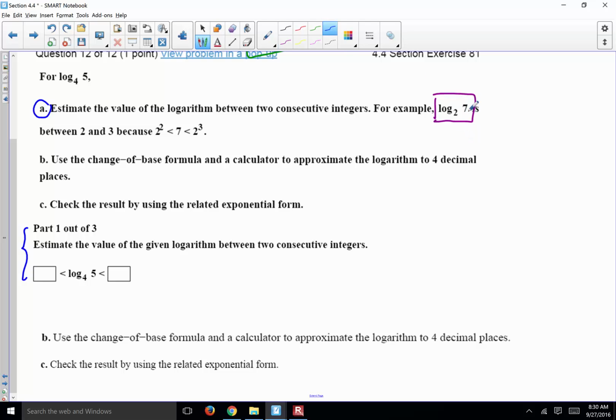This is what they do. You first estimate 7, this number, and try to find two powers of 2. That is, one of them is bigger than 7, the other one is less than 7. And we know that 2 squared is 4, 2 cubed is 8, 7 is between 2 squared and 2 cubed. But I wonder why they went with powers of 2, not powers of 3 or powers of 10. Why do you think they chose powers of 2? Why?